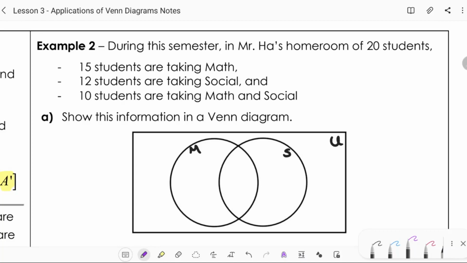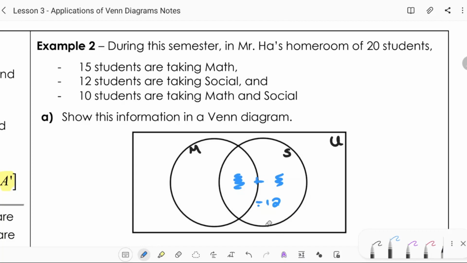So if 15 students are taking math, I know that this section here and this section here should total to 15. Right? But I don't know the breakdown yet. We haven't gotten there yet. So keeping that in mind, 12 students are taking social, right? That means this section here and this section here should total to 12.